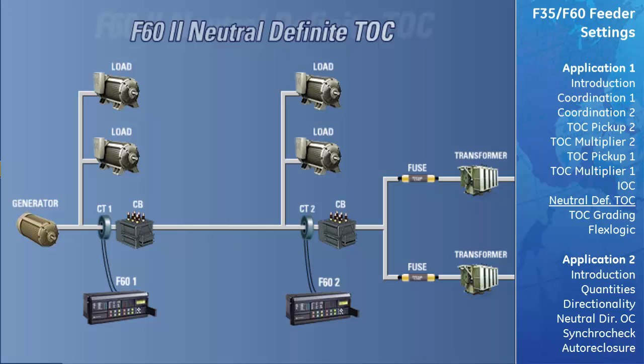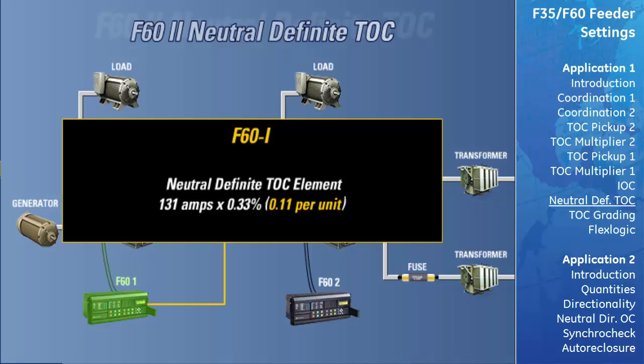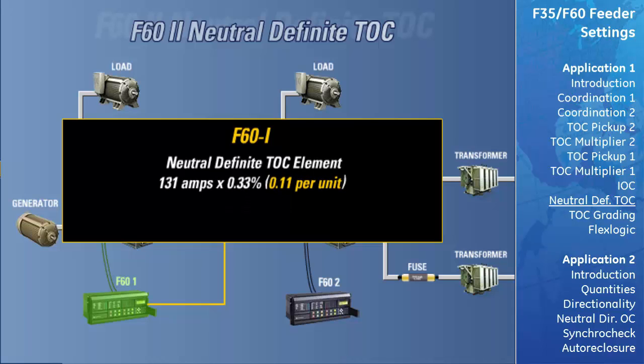Now let's determine the neutral definite time overcurrent for F61. Again, because we do not have a dedicated ground CT, we will use the neutral definite time overcurrent element. It should be set to 33% of the calculated phase overload fault current, or 131 amps. This is calculated as 0.11 per unit for this relay because of the differing CT ratio.